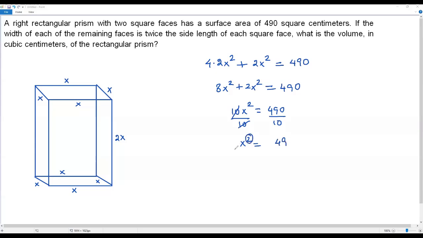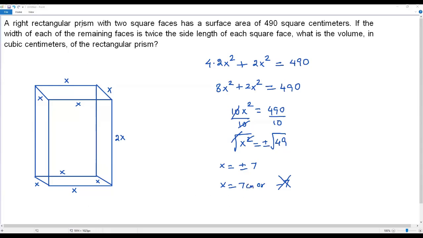To get rid of the square here, I take the square root on both sides. When I take the square root on both sides, I have to consider a positive or negative sign on one side. So the square roots cancel out, and I get x equals positive or negative square root of 49, which is 7. So we get x equals 7 or negative 7. Actually, x represents the side length of each square face, and the side length of a square face can never be a negative value. So we can ignore this. The side length of each square face is 7 centimeters.